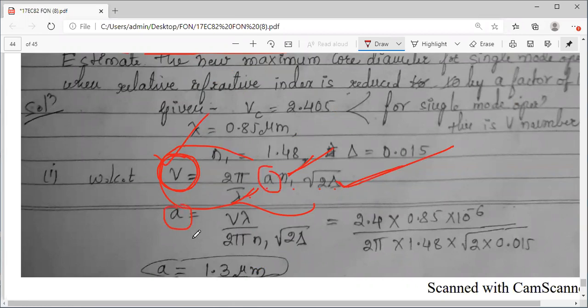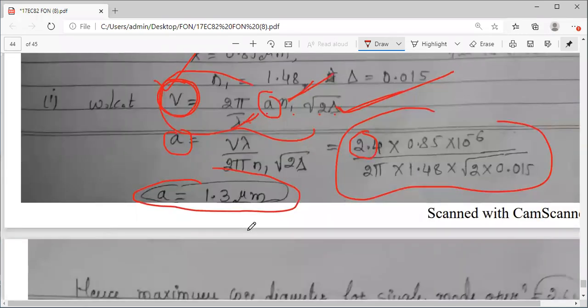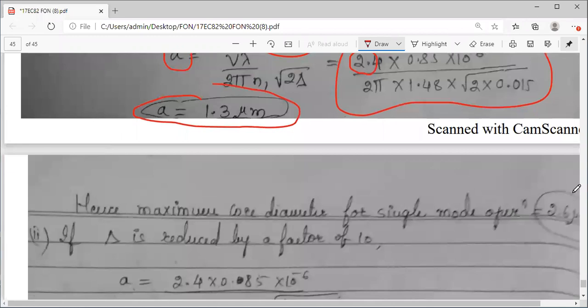So rearrange the equation: a is equal to, substitute all the terms. See here I have written V as 2.4 because from the theory concept I have taken V equals 2.4 for step index. For single mode operation, for step index, V can be at the max 2.4, not more than that. So I have got radius as 1.3 micrometer. If the radius is known, I can find the diameter. What is the diameter? Double, 1.3 into 2, 2.6 micrometer I have got.